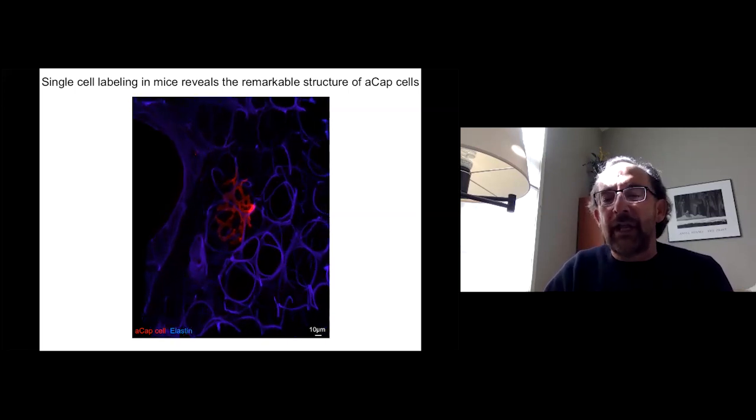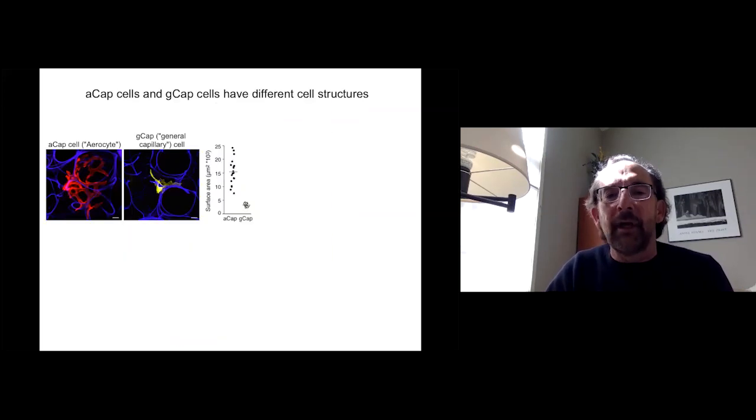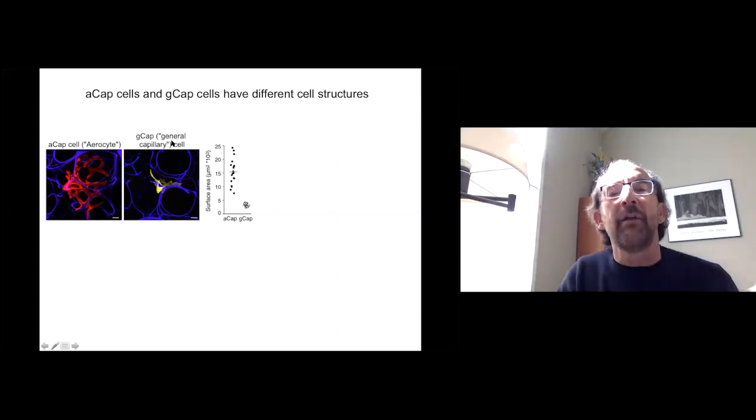Looking at the next slide here, what you see when you compare the A-cap cells to a single G-cap cell is that the G-cap cells are much smaller and much simpler, and similar in structure and in gene expression to capillary cells in other parts of the body. And so we call them G-cap cells because they are more similar to general capillary cells, whereas the A-cap cells, the aerocytes, are specific to the lung.